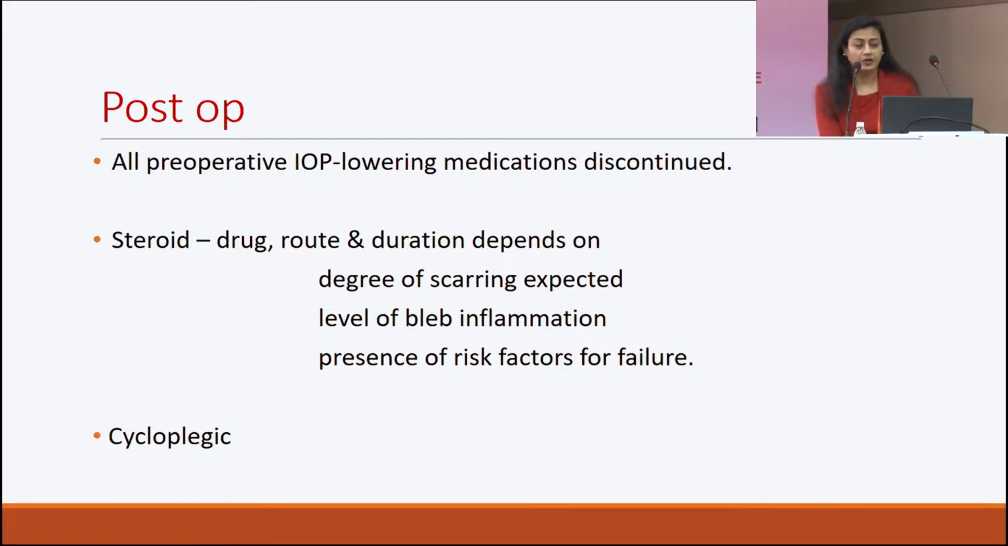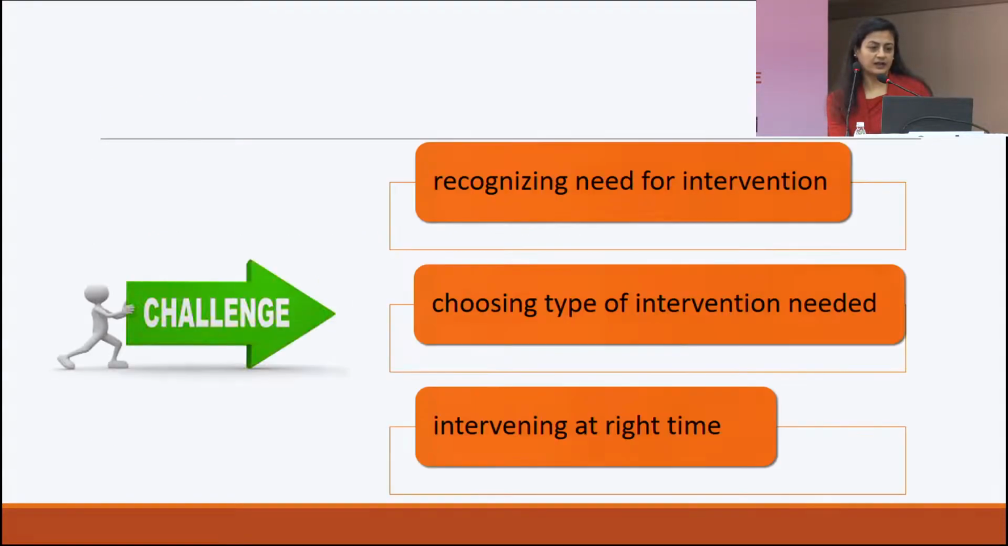The type of steroid that you use, the drug route and duration should depend on the degree of scarring, expected level of bleb inflammation, and the presence of risk factors for failure that are there in the patient. And the cycloplegic depending on what is the depth of the AC and what is the inflammation that is happening in the eye. But the most important challenge is recognizing when you need to intervene, what is the type of intervention that you would be required to do, and intervening at the right time.